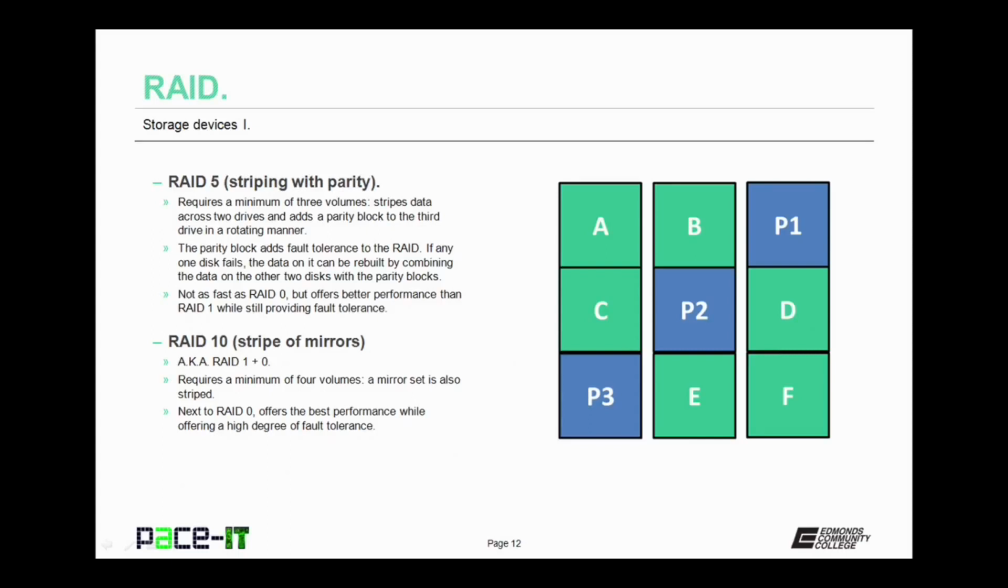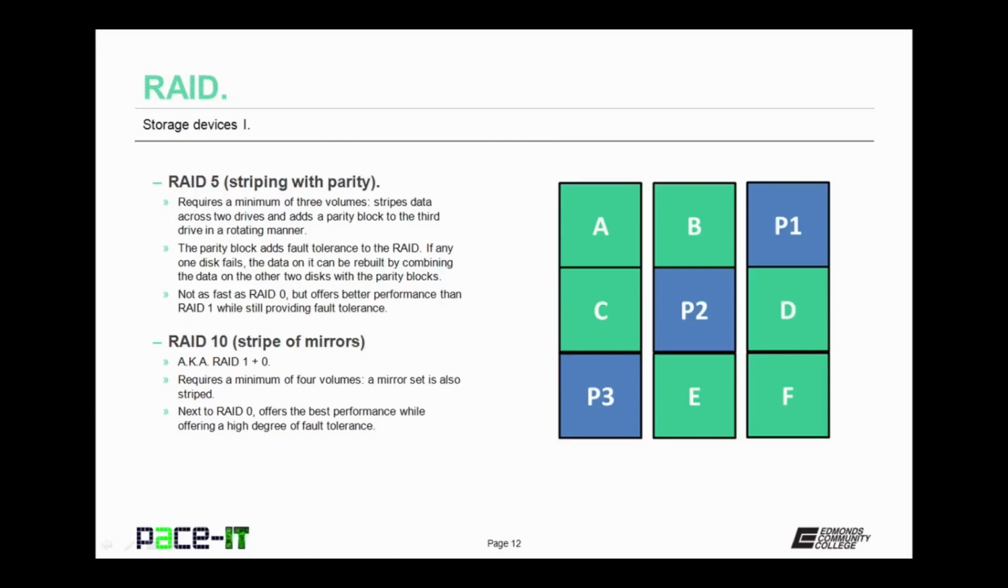In an effort to improve RAID performance, RAID 5 was developed, and it can also be called striping with parity. Now, RAID 5 requires a minimum of at least 3 drives. In a RAID 5 setup with 3 volumes, it stripes data across 2 drives and adds a parity block to the 3rd drive in a rotating manner. The parity block adds fault tolerance to the RAID. If any one disk fails, the data can still be rebuilt by combining the data on the other 2 disks with the remaining parity blocks. Now, RAID 5 is not as fast as RAID 0, but offers better performance than RAID 1 while still providing fault tolerance.